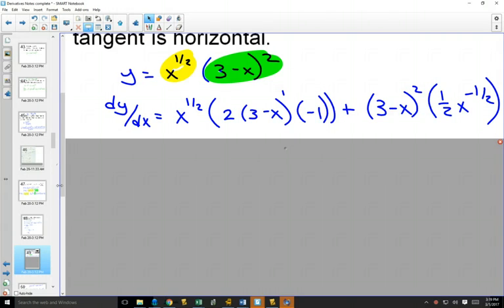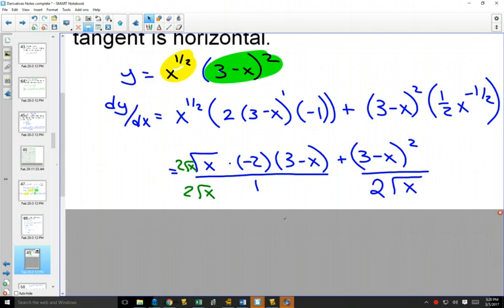Well, sometimes you get some hints by looking at the answer key. For example, you see that there's a 2 square root of x on the bottom. So it makes sense to take whatever we have as x to the half and change them back to square roots. Well, what would that do? This x to the half becomes square root of x there. I multiplied my 2 and my -1 together, get -2 and 3 minus x. I made this a fraction over 1. And then I have plus, and now this 1/2 is going to be a 2 on the bottom, and x to the -half would be a square root of x on the bottom.